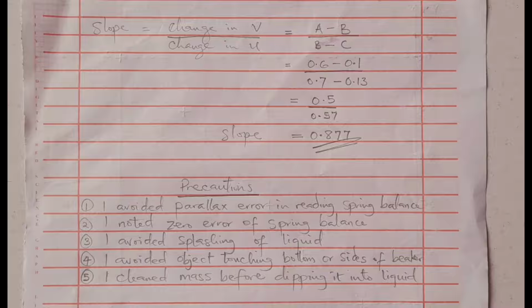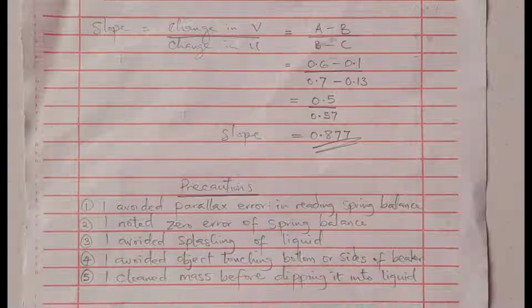Alright, remember the precautions must be stated in physics exams after practicals. So the precautions I took was that I avoided parallax error in reading the spring balance. You see, I had to make sure that it settles and it's not shaking while I'm taking my measurements. And then I was sure also that the spring was not shaky. Alright, so also I noted zero error of the spring balance. My spring balance has a knob where I can adjust zero error, so I had to adjust it before I started to make sure that the pointer points at 0 when the spring balance was not loaded.